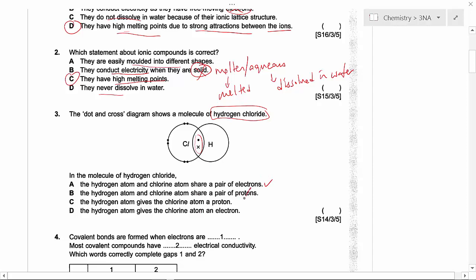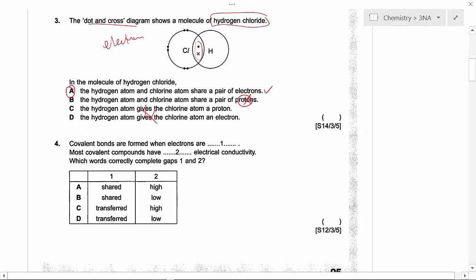B. They share a pair of protons, obviously not protons. Protons are in the nucleus, not shown in this dot and cross diagram. A dot and cross diagram only shows electrons, and the center is actually a symbol. No need to draw the nucleus, just a symbol in the center. Giving and taking is not true. Giving and taking is all about ionic bonding. So answer is A, sharing a pair of electrons.